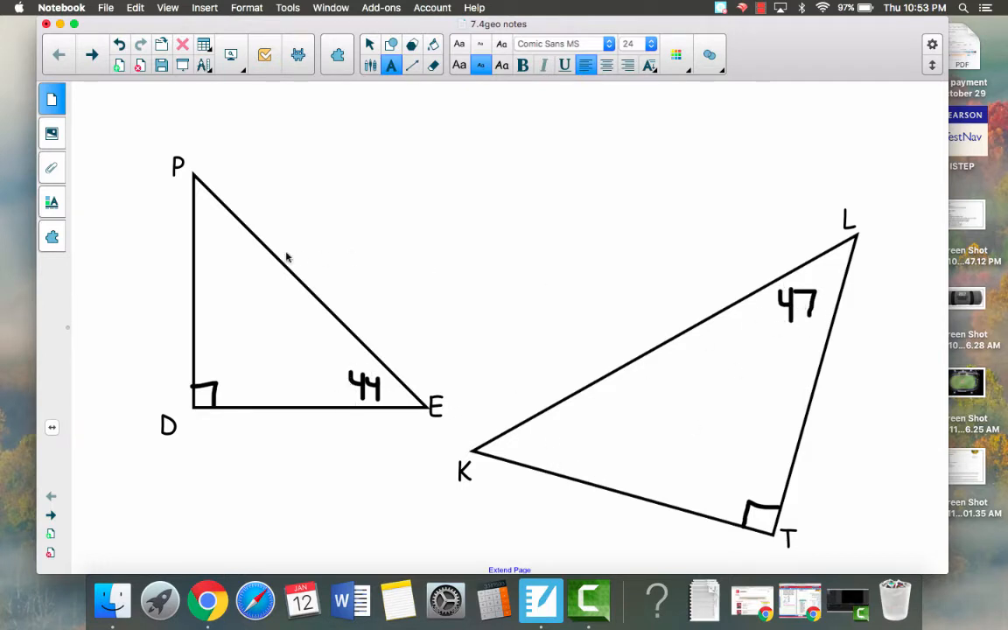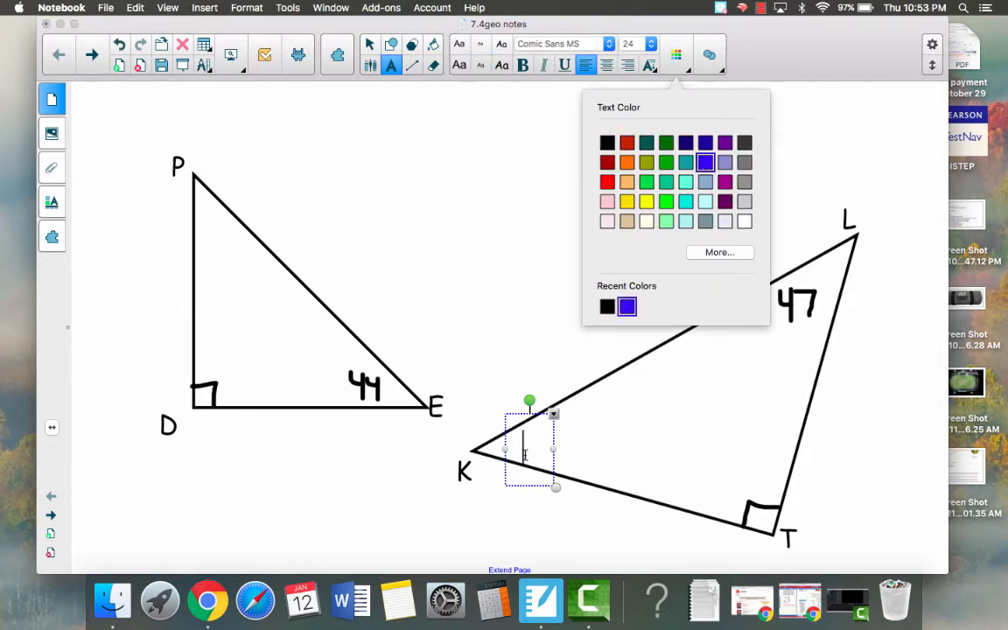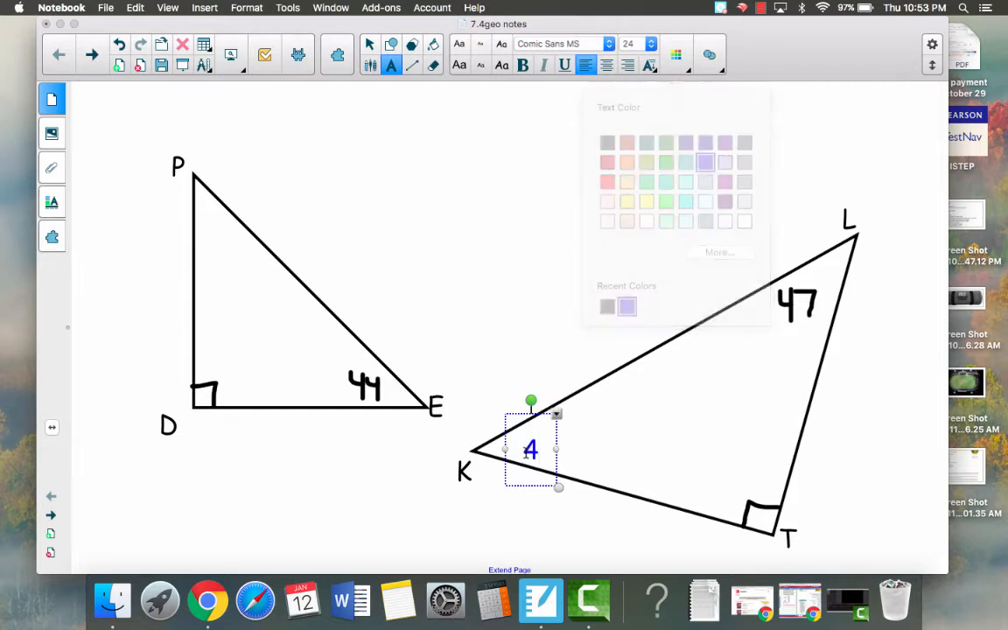So notice they're not the same parts of the triangle, at least it doesn't seem it. So what I would suggest doing is figuring out what measure goes in this bottom angle. Well, if we go ahead and subtract 180 minus 90, that gets us 90. Okay, and then if we subtract 90 minus 47, we end up getting that this angle here is 43 degrees. All right, so we know that that's 43 degrees.